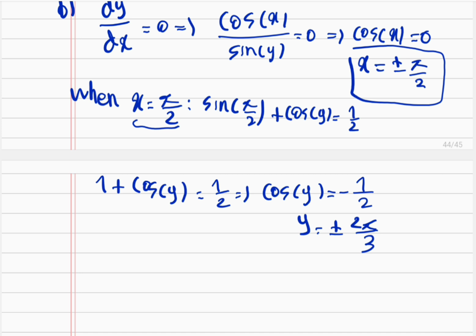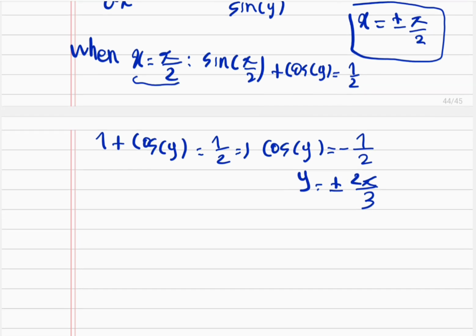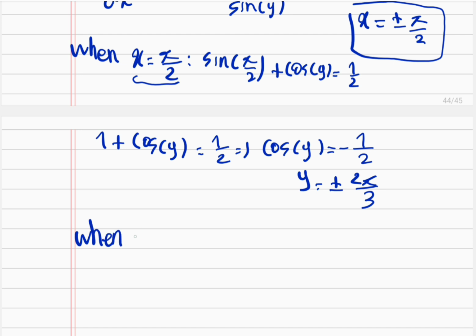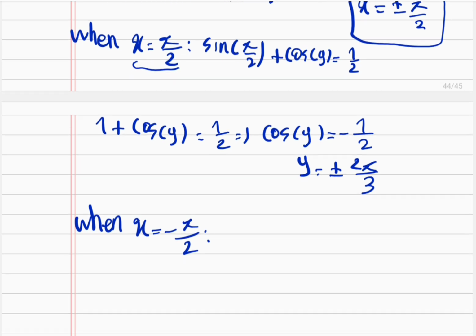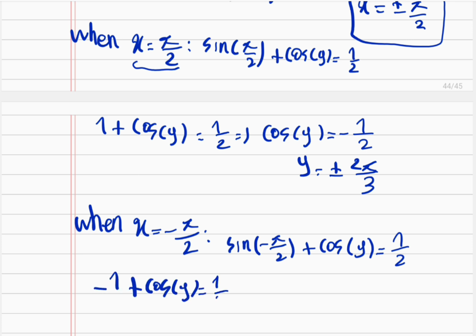But this is not the end of the story. Remember that we had the x of minus pi over 2, so we also need to substitute that into the equation of C. When x is equal to minus pi over 2 this time, we have sin minus pi over 2 plus cos y is equal to a half. And this is crucial because sin minus pi over 2 is minus 1, and we'll have minus 1 plus cos y is equal to a half, which means cos y is equal to minus 1.5.